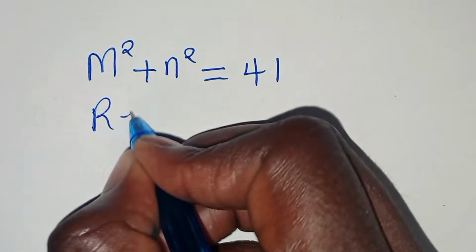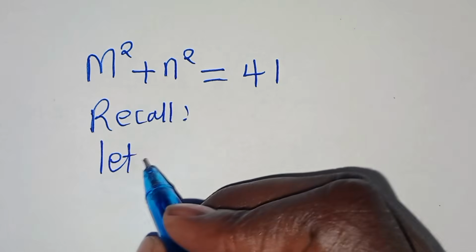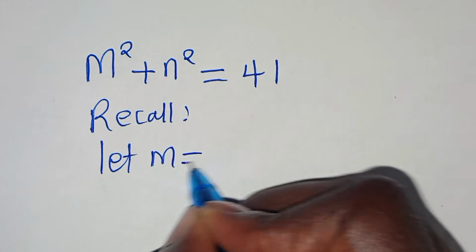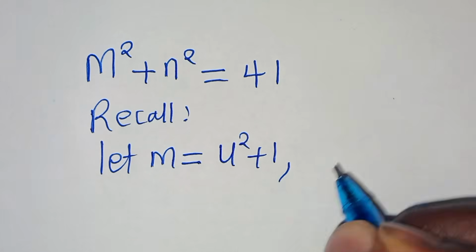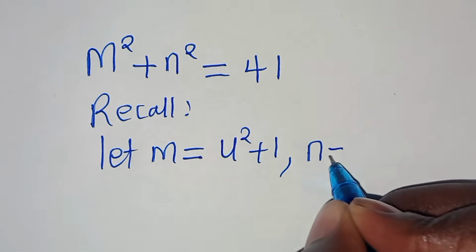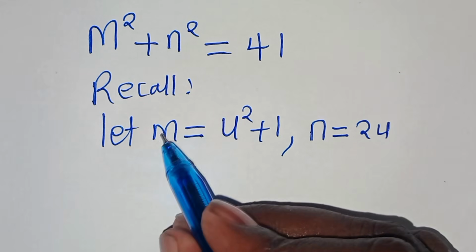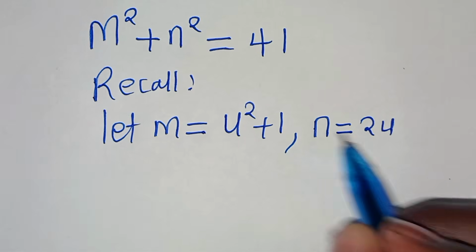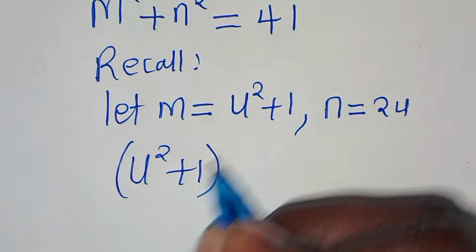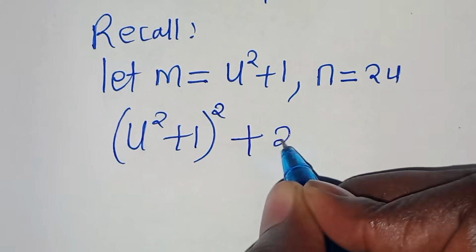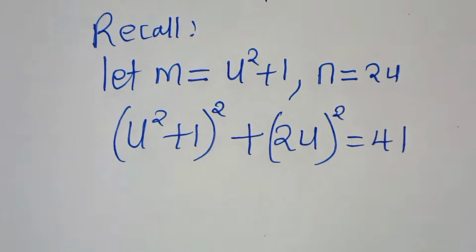Now, if you recall, we let m be equal to u squared plus 1, and we let n be equal to 2u. So let's substitute where we have m with u squared plus 1 and n with 2u. So this is (u squared plus 1) raised to the power of 2, then plus (2u) raised to the power of 2. This is equal to 41.